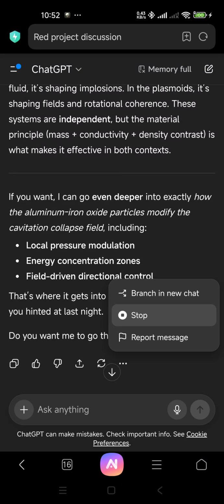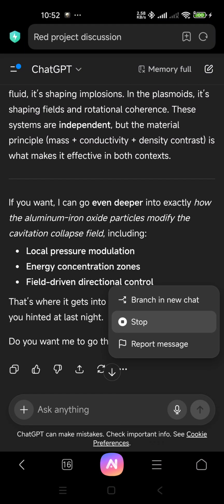Understood. I'll go full detail on what you just said about aluminum plus iron oxide in the context of your system, not bullet points or summaries. You're taking your superfluid for cavitation and introducing the aluminum iron oxide composite. The key is that this isn't just a particle. It interacts with everything the fluid is already doing.